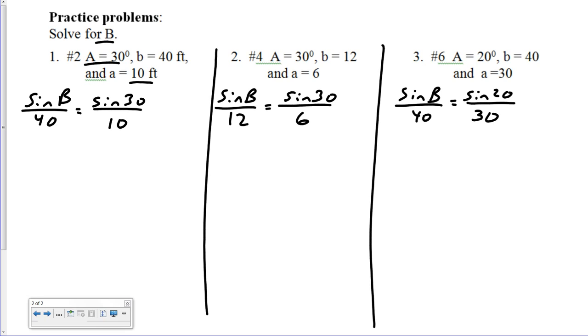So, we now have these proportions. We want to solve for my B. You don't have to compare these answers with that textbook page. You just want to do the math. So, when I go through here, I'm going to get sine B equals 40.